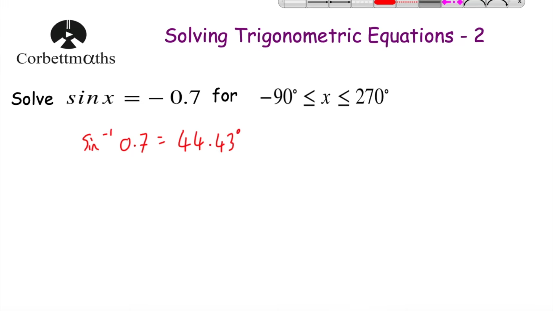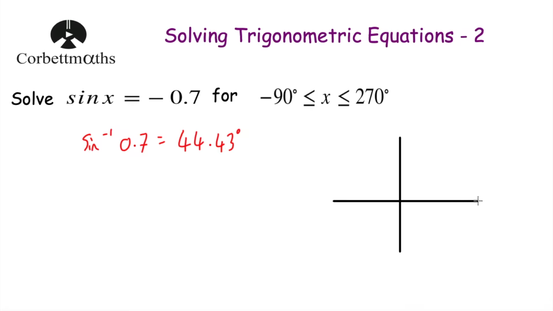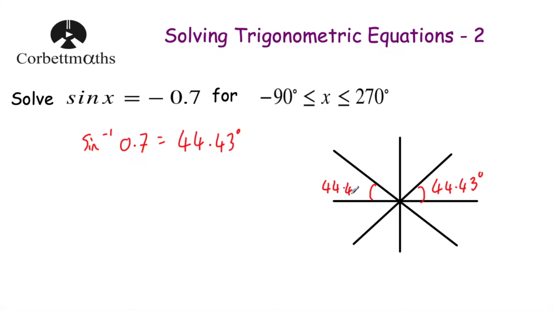Okay, now let's draw that on the cast diagram. So let's get our cast diagram drawn. So here we've got our two lines, and then we've got our angles. And then we're going to mark on our 44.43 degrees in each quadrant. And let's label them C, A, S, and T. Okay, so we've got our cast diagram drawn.